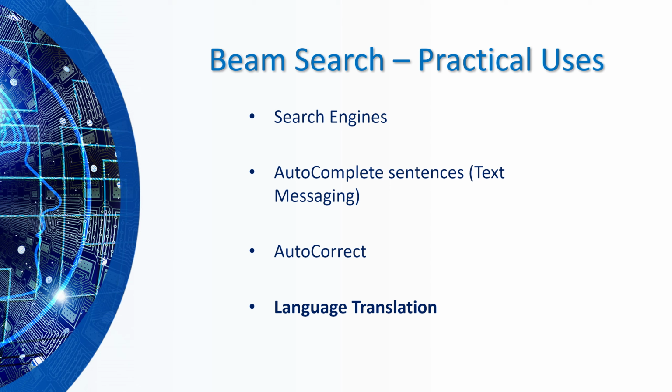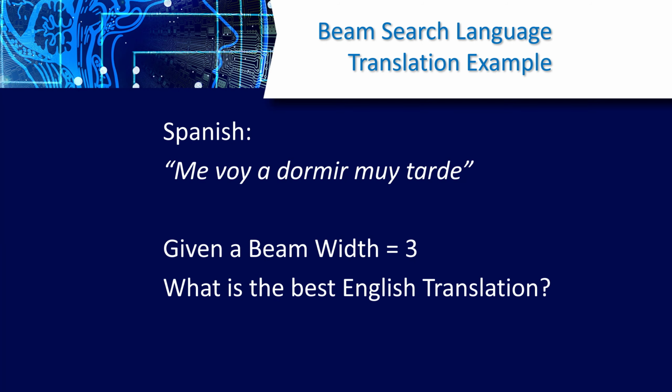The last example here is language translation, and I've bolded that because I wanted to go into an example regarding language translation and how Beam Search works with that. So in our example, let's say you're going to Google Translate and you have a Spanish phrase here, me voy a dormir muy tarde. And I want to know what the English translation is. Given a beam width equal to 3, what is the English translation?